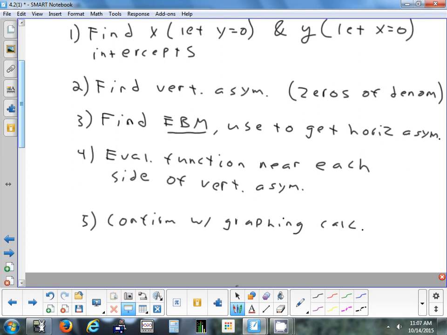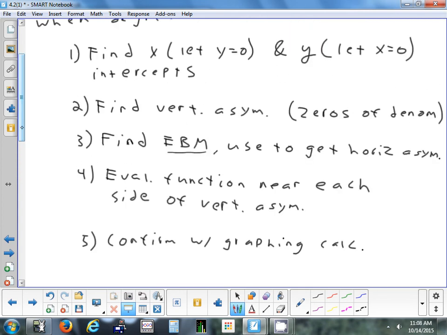So we'll just try 2 or 3 examples of sketching a rational function, and that'll be it. And we can come back to these steps if we need to. Does anyone need more time to copy these down?